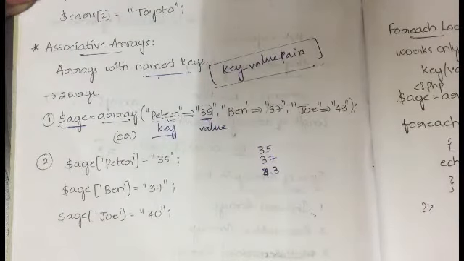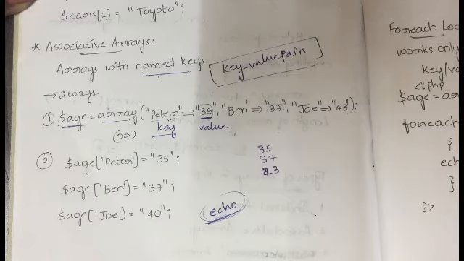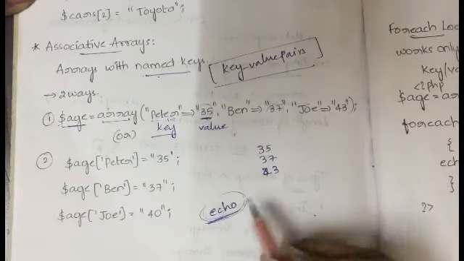What is the print statement we use in PHP? Echo. Echo is a print statement. Echo is the keyword which we use for printing in PHP. Like how we use printf in C and System.out.println in Java, we will be using echo in PHP.